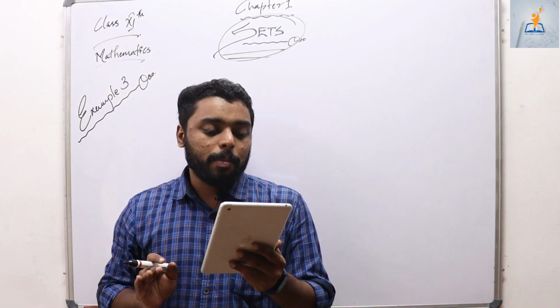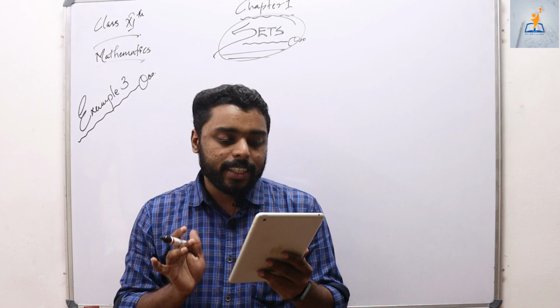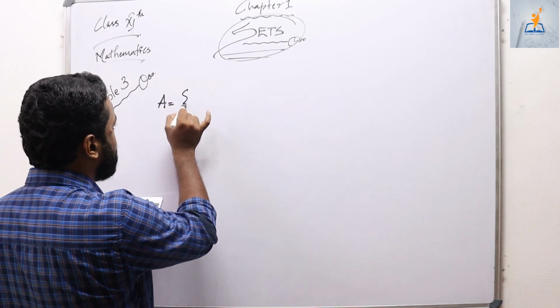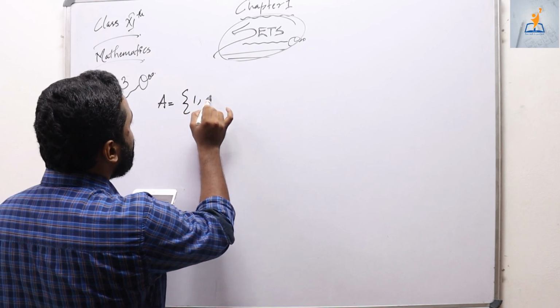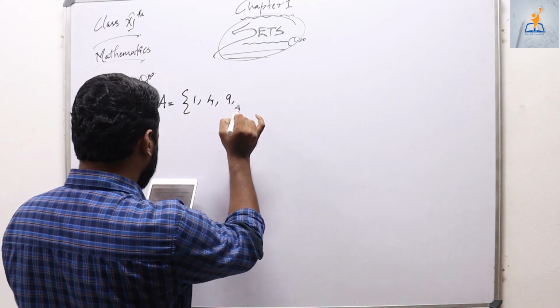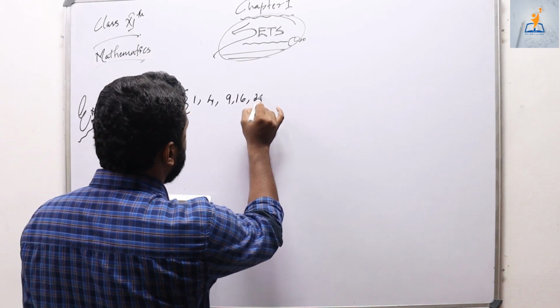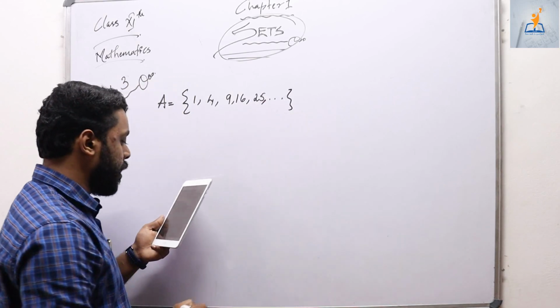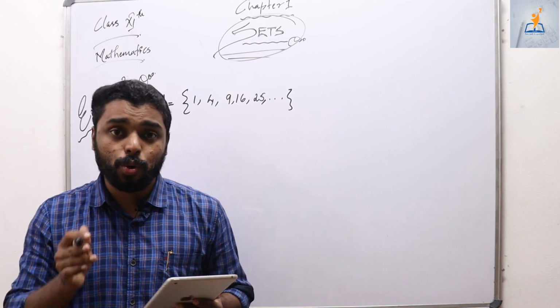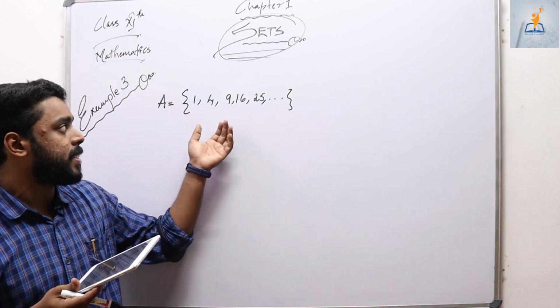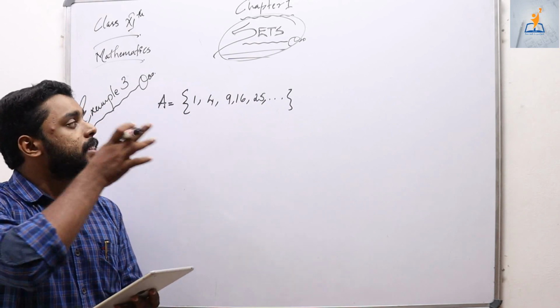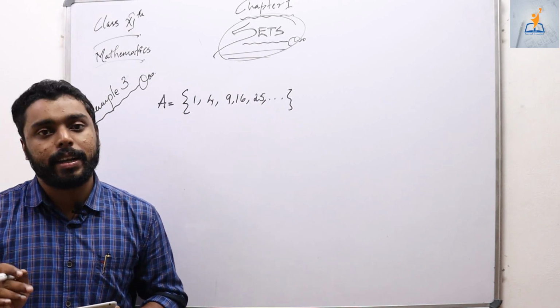The third example is, write the set. You are given with a set in roster form. Set A is equal to 1, 4, 9, 16, 25, etc. You are asked to write this set in set builder form. This is a set in roster form, so you are asked to write this set in the set builder form.